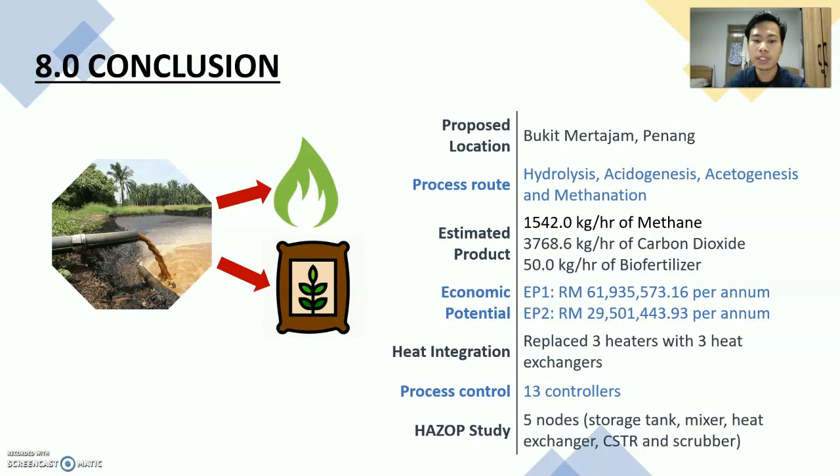Next, based on our studies in heat integration of our process, we have decided to replace 3 heaters with 3 heat exchangers to reduce our energy consumption. Lastly, our plant design has decided to include 13 controllers together with hazard studies, mainly at major and minor equipment, in order to maintain our process in control.